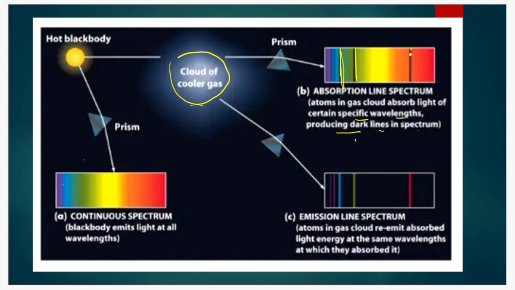So you can see the first diagram showing the absorption line spectrum. You can see the lines are black because the cloud of gas already absorbed the color. Okay, so the color is in the form of a line spectrum, and then when it re-emits the color, it also forms a line spectrum.